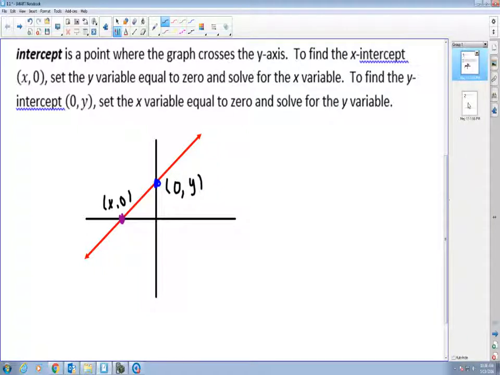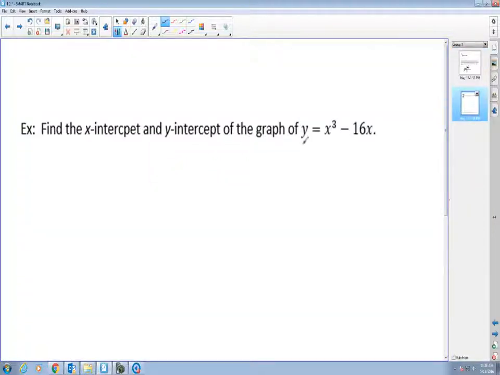So for example, y equals x to the third minus 16x. So this is a cubic function. If I want to find the x-intercept, that means I would need to find the x value when I set y equal to 0. So I'm going to set 0 equal to x to the third minus 16x.